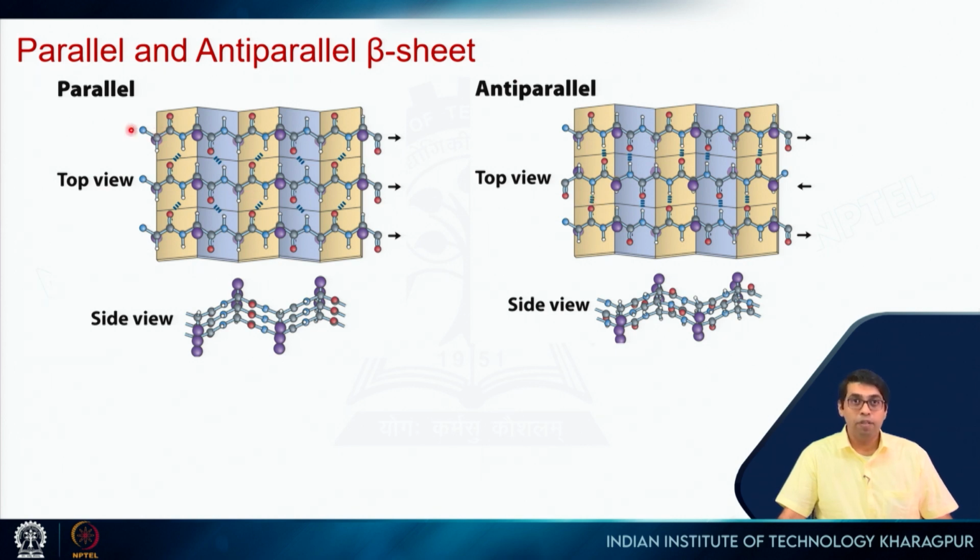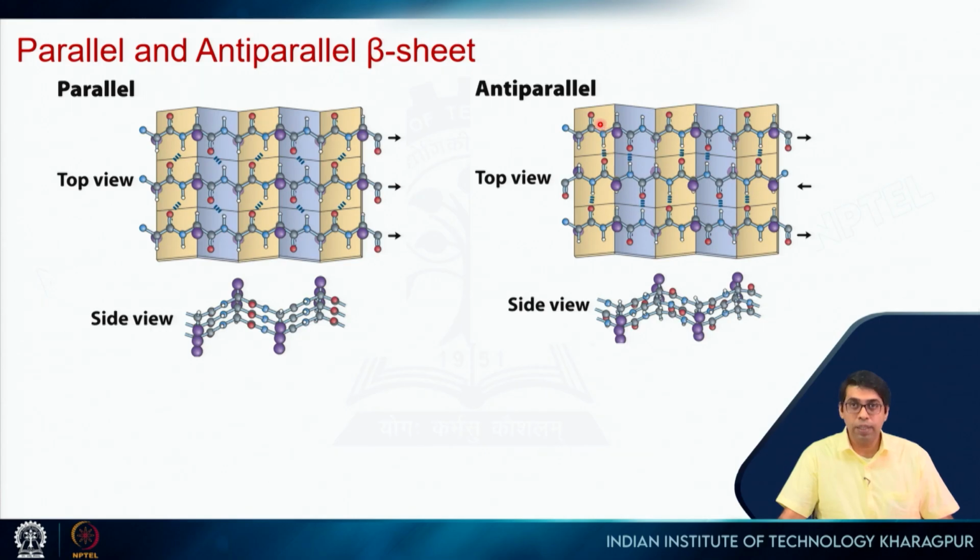They can be parallel, where all the strands have the same orientation. So, N terminus on the left hand side, C terminus on the right hand side, N terminus on the left hand side, C terminus on the right hand side, and they can be anti-parallel. So, N terminus here, C terminus here, now N terminus here, C terminus here. They all form hydrogen bonds, but the pattern of the hydrogen bonds is slightly different.